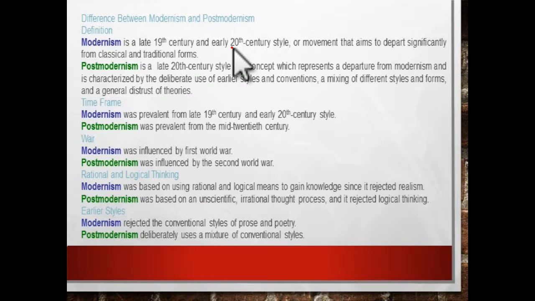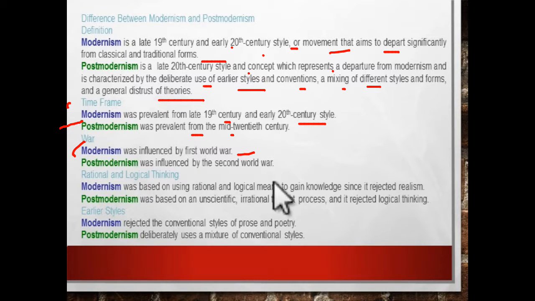Modernism: 19th century and early 20th century, a style or movement that aims to depart significantly from the classical and traditional forms. Postmodernism: a 20th century style and concept which represents the departure from modernism, characterized by the deliberate use of earlier styles and conventions, a mixing of different styles and forms, and a general distrust of theories. Time frame: modernism was prevalent from the 19th century and the early 20th century. Postmodernism was prevalent from the mid 20th century. Modernism was influenced by the First World War. Postmodernism was influenced by the Second World War.